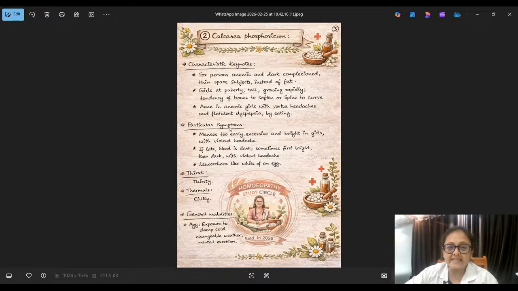So when she eats, she will have flatulent dyspepsia. That is, she'll have bloating and she'll pass more flatus. Dyspepsia is indigestion and she'll have more flatus. This is what this means.